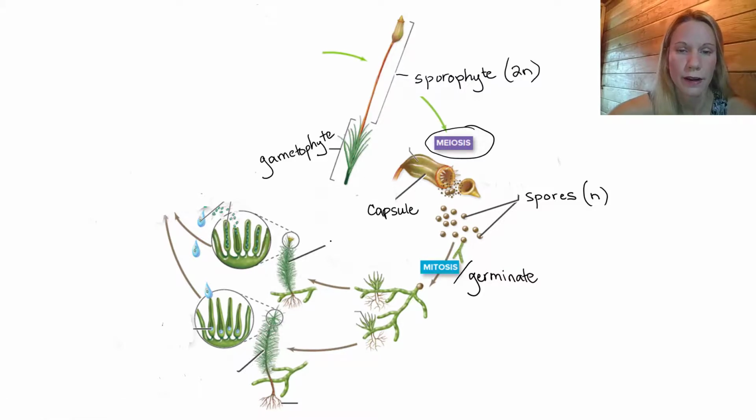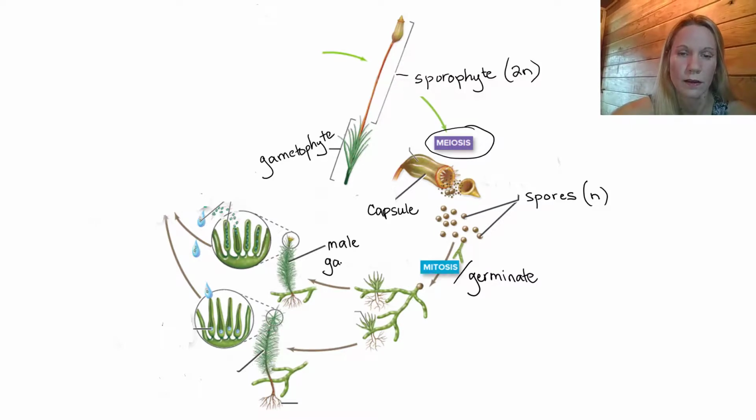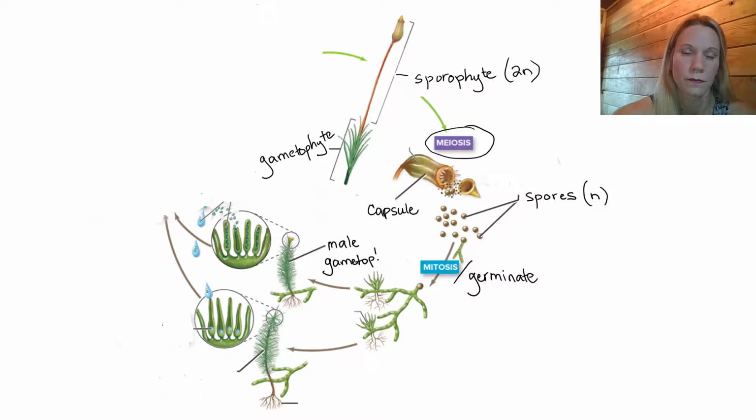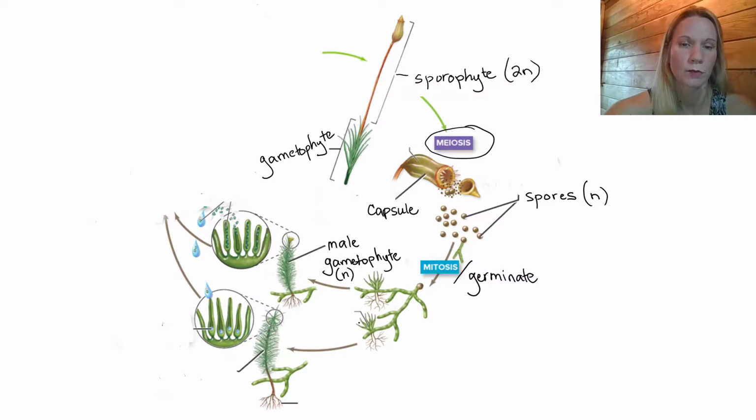So the male gametophyte that grows from the spore will be haploid, multicellular haploid. And what cell will the male gametophyte make? Well, gametophyte means gamete-producing plant. So that means the male gametophyte would make sperm cells.